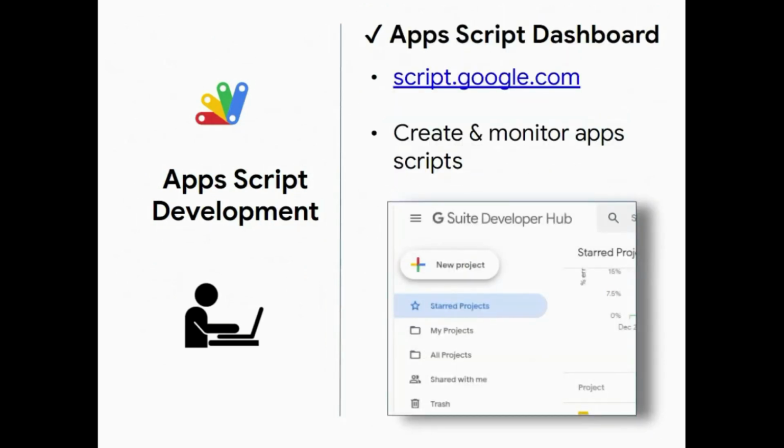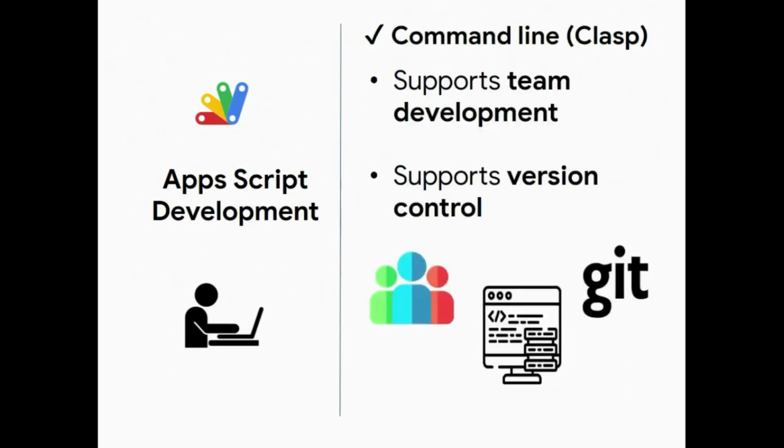I mentioned that AppScript has a dashboard. It's available at script.google.com. And from this location, you can create and monitor your app scripts. And then if you need to support team development or version control with Git, AppScript also provides a nice command line tool known as Clasp.